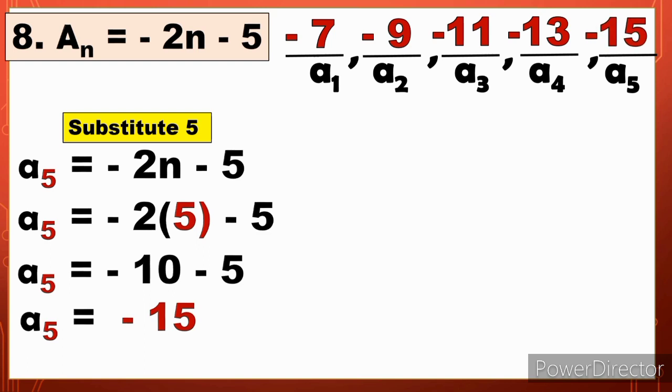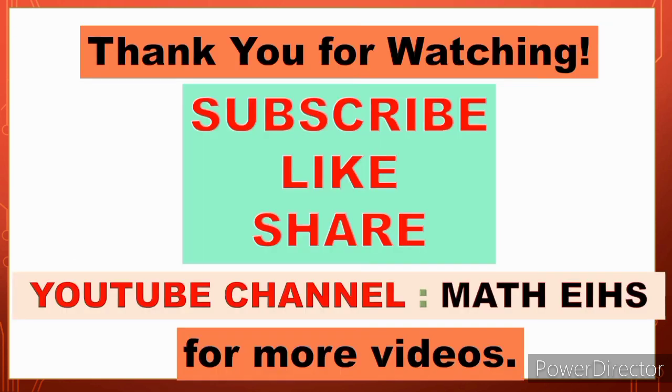Therefore, ang first 5 terms ng given rule or equation natin ay negative 7, negative 9, negative 11, negative 13, negative 15. Okay, so that's all for now.